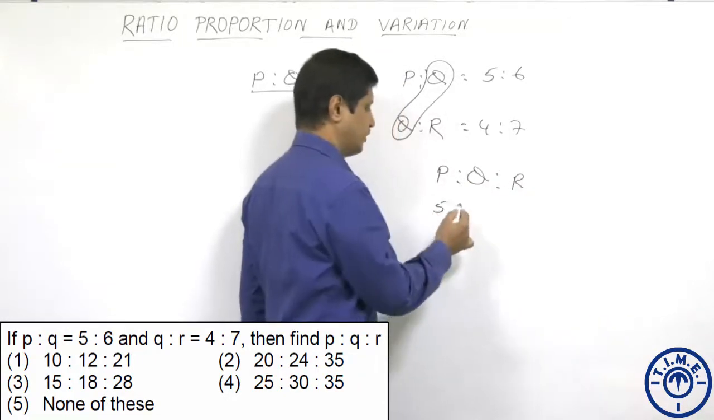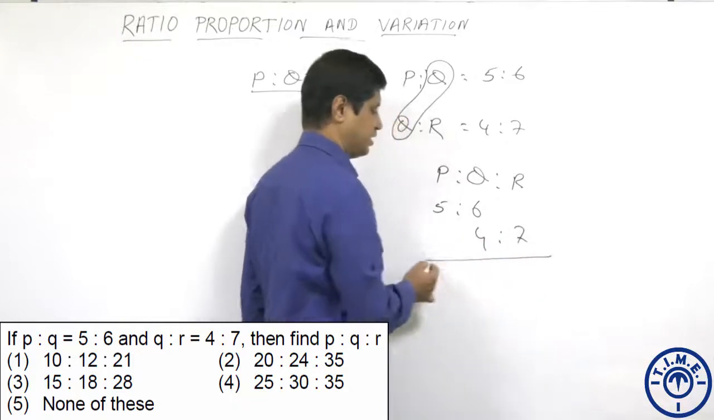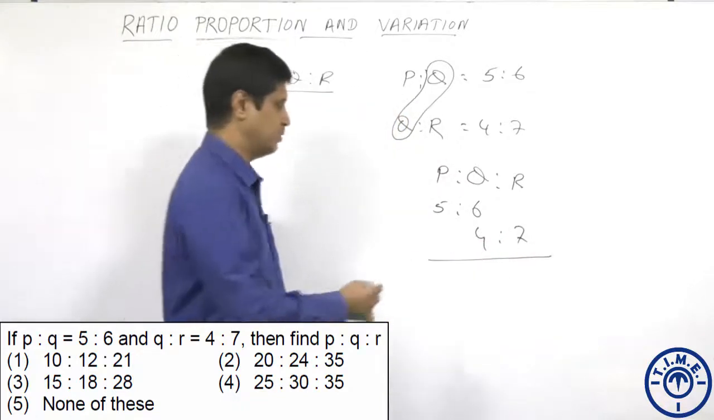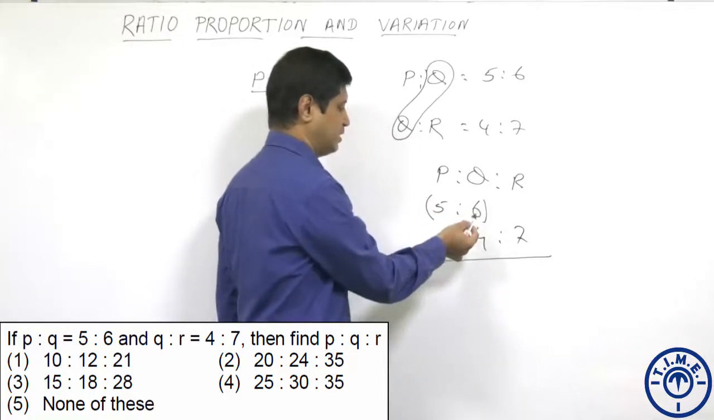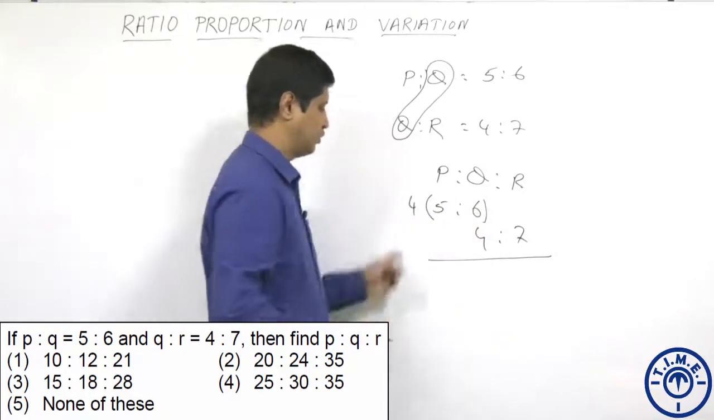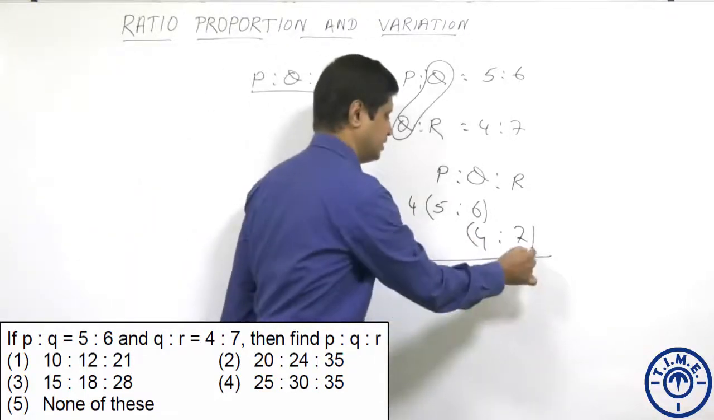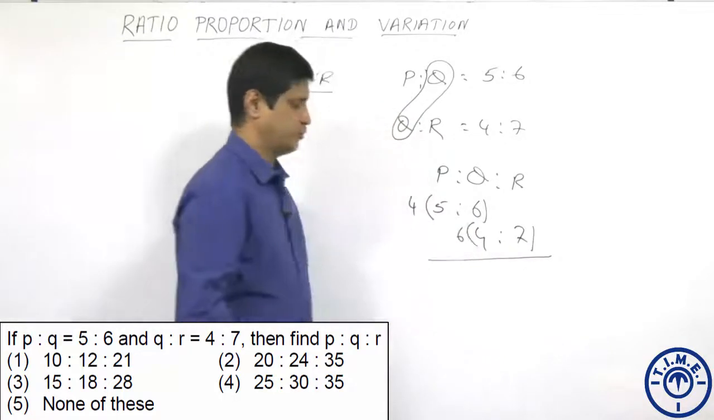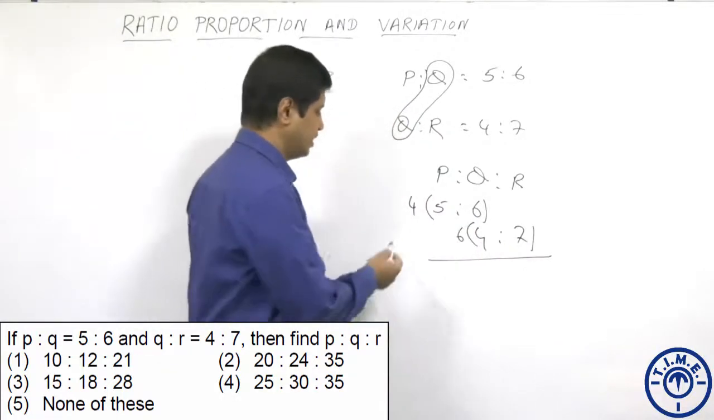P is to Q is 5 is to 6 and Q is to R is 4 is to 7. Then what is the ratio of P, Q, R? By making the Q values the same. Multiply the first ratio with 4, the value of Q in the second ratio. Similarly, multiply the second ratio with 6, the value of Q in the first ratio. Now, what do we get here?